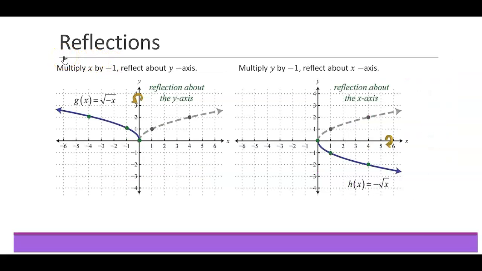Now let's talk about the next transformation, reflections. So reflections occur when I multiply by a -1. Now if I multiply x by -1, then I reflect about the y-axis.